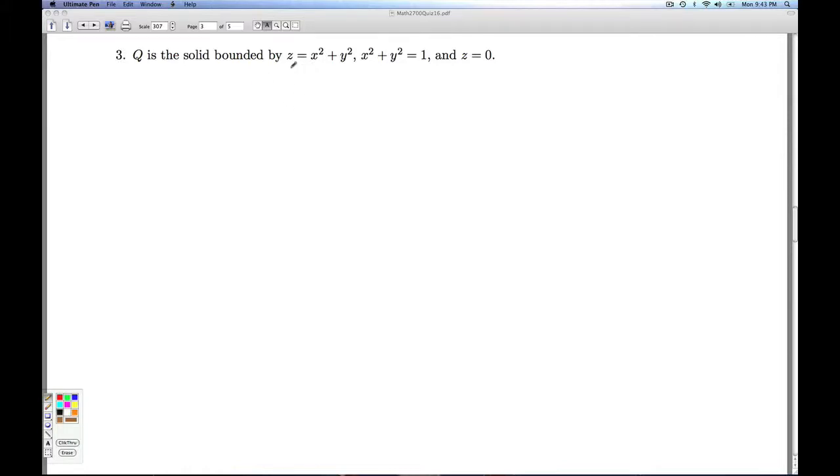Okay, number 3, we're given z equals x squared plus y squared, x squared plus y squared is 1, and z equals 0. Let's try to visualize what's happening here. Z equals 0 is the xy plane, so that's where we're starting. X squared plus y squared equals 1. Well, in the xy plane, that's a circle of radius 1 centered at the origin. Try to draw that in there.